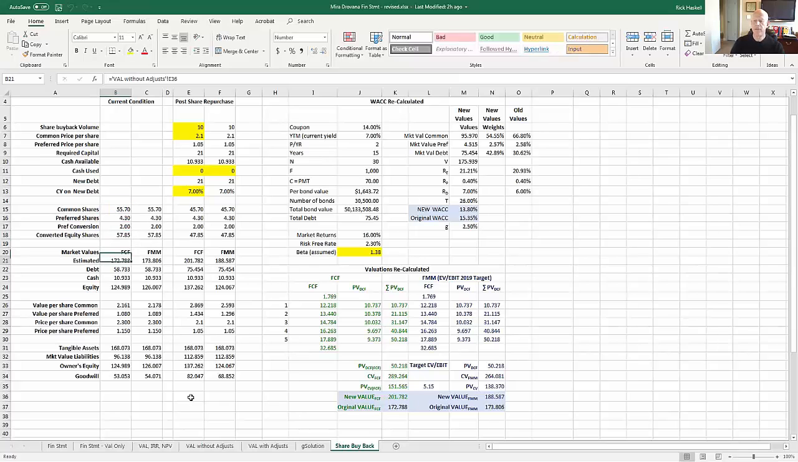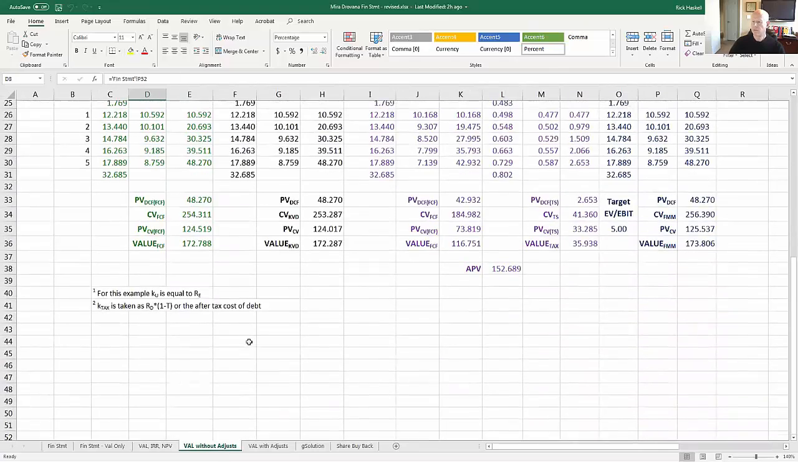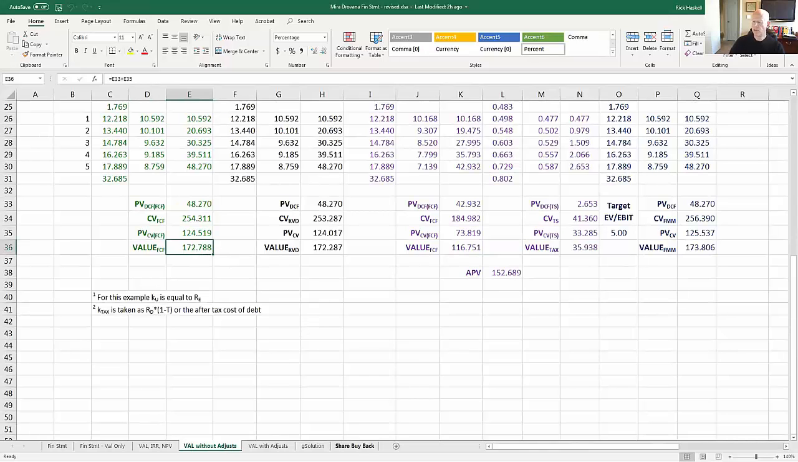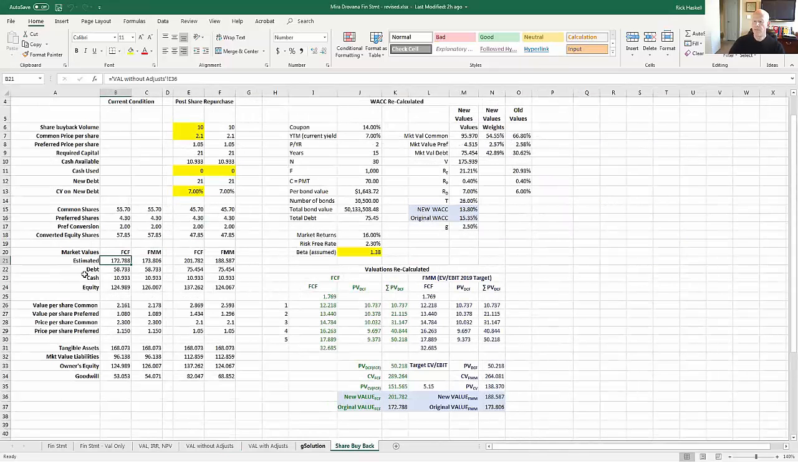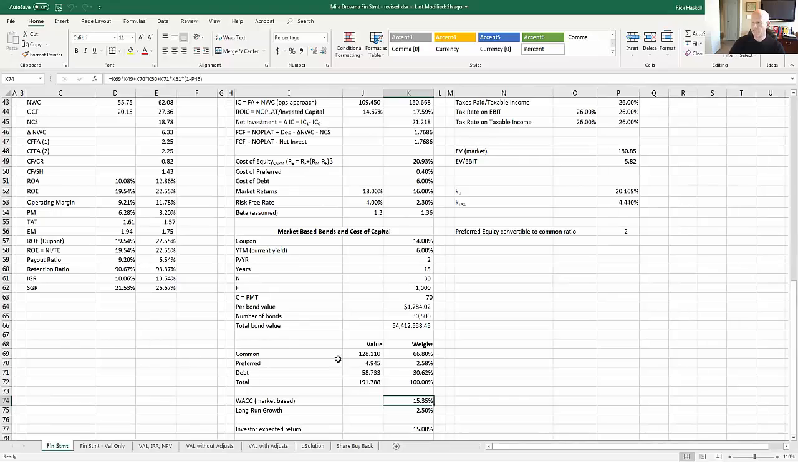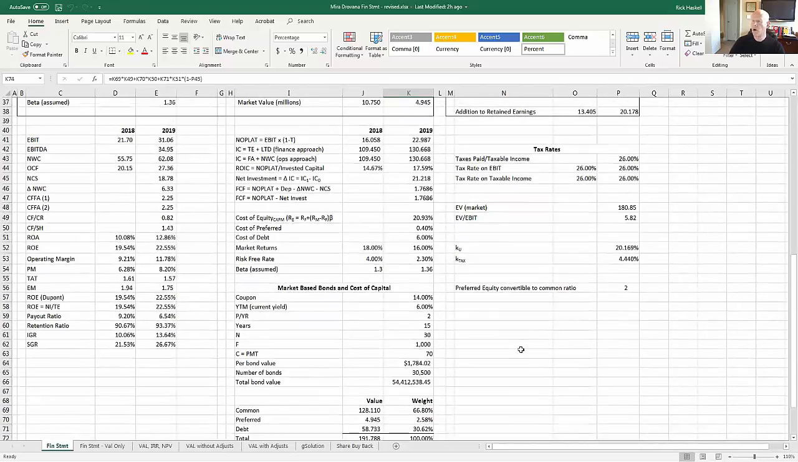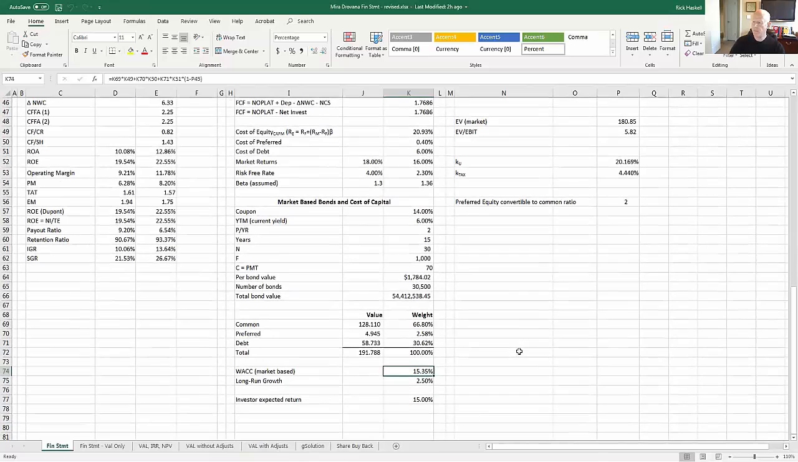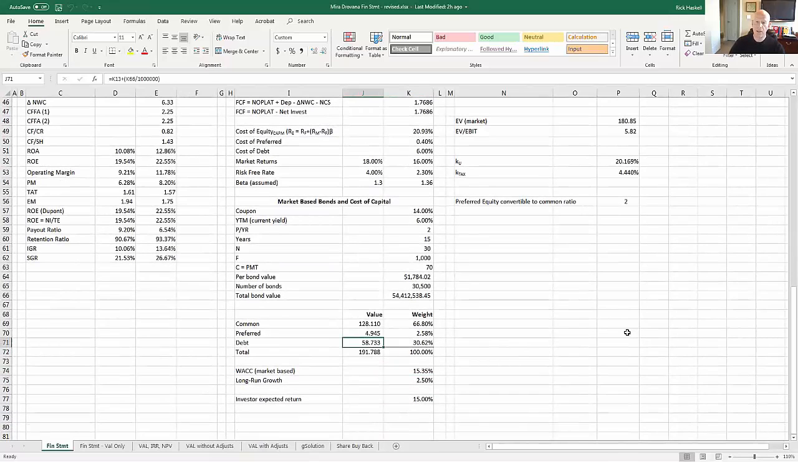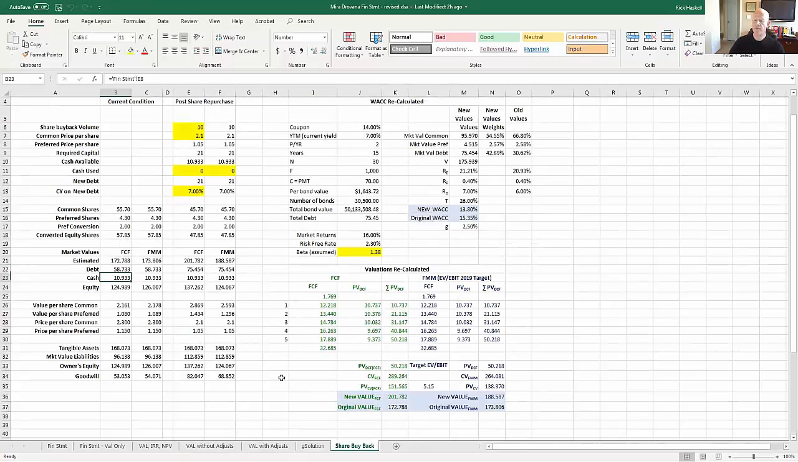I'm then going ahead and just bringing it over from the value without adjustment sheet. I'm bringing over the estimated value using the free cash flow model. So I've shown it to you right here. And then I'm bringing over the debt from the financial statement sheet where we went ahead and calculated the market value of debt. So this isn't directly from the balance sheet. This is coming over from our calculated market value of debt. And then I'm pulling cash off of the balance sheet, and then I'm calculating equity.